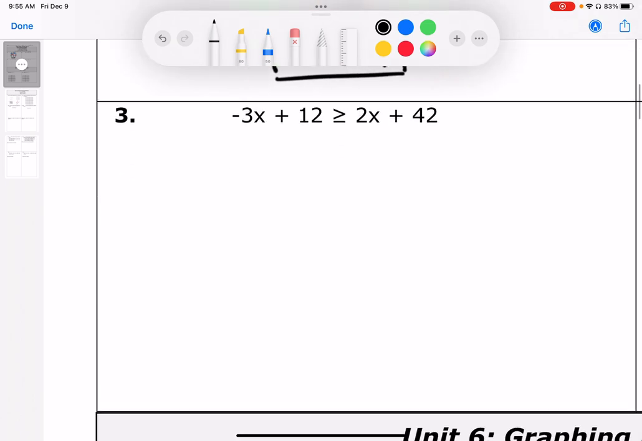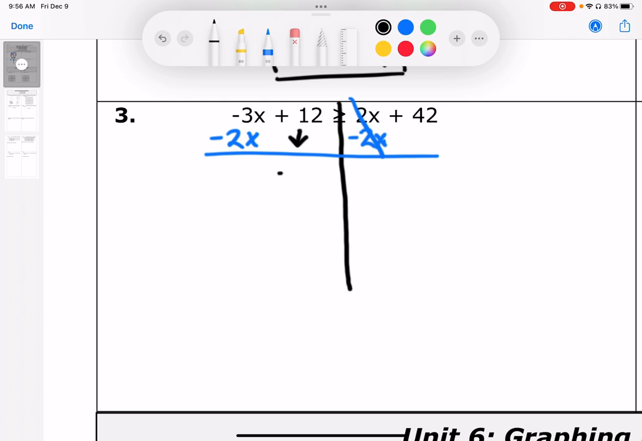Let's go ahead and take a look at number 3. We have negative 3x plus 12 is greater than or equal to 2x plus 42. Once again, my first step is draw a line through my inequality sign. And remember, our goal is to get our letters to the left and our numbers to the right. So the opposite of positive 2x is negative 2x. And what you do to one side, you also do to the other. It's going to cancel these x's over here.